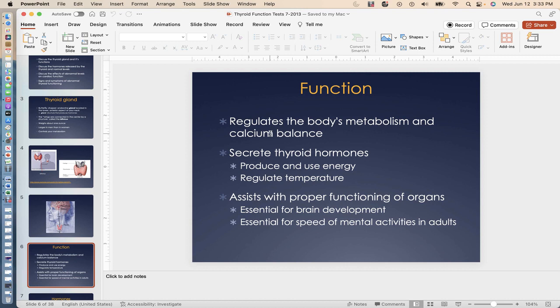In children, though, when people are born with diminished thyroid function, the babies can develop cretinism, and in cretinism, they actually will have mental disabilities, because the function of thyroid is to help with brain development.